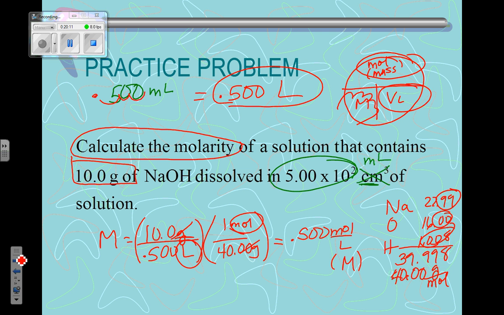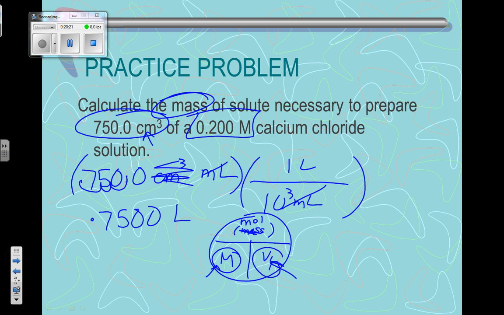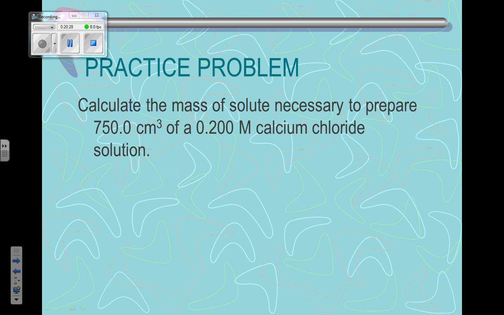All right, do you see how easy this is? Now I'm just going to do the last problem in my PowerPoint. Holy mackerel, I got to erase it. The only thing different about this problem, people, is that you're going to cover up a different part of the circle. So it says, calculate the mass of solute necessary to prepare 750 cubic centimeters of a 0.2 molar calcium chloride. All right, find the volume first.